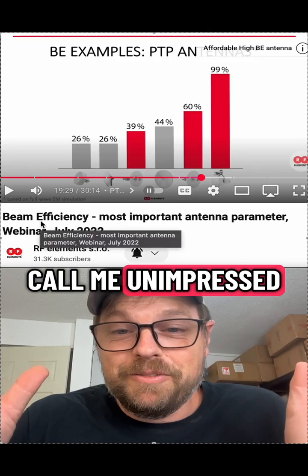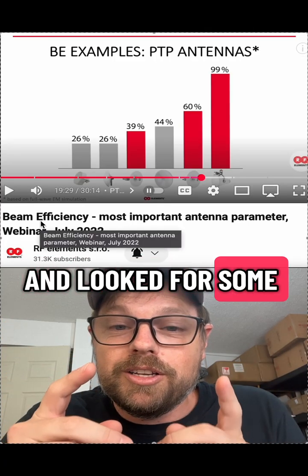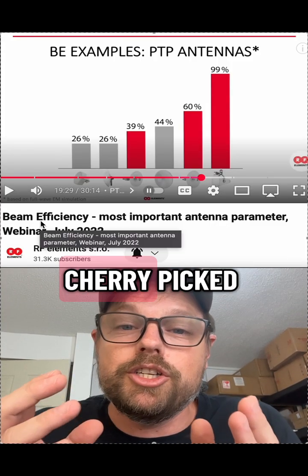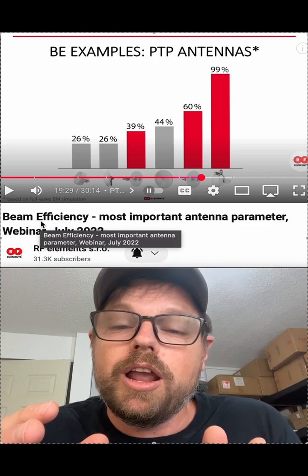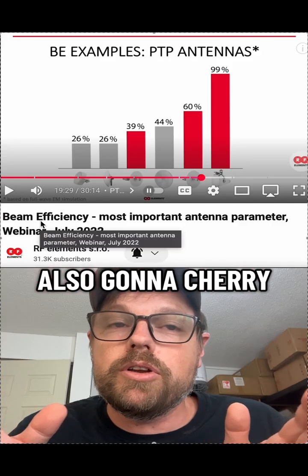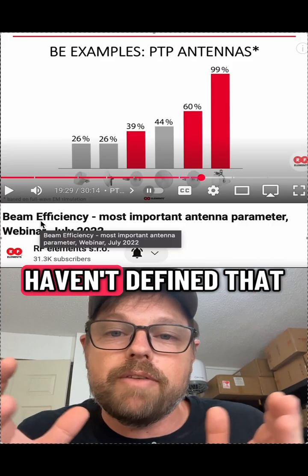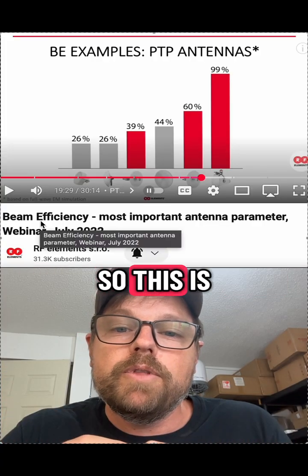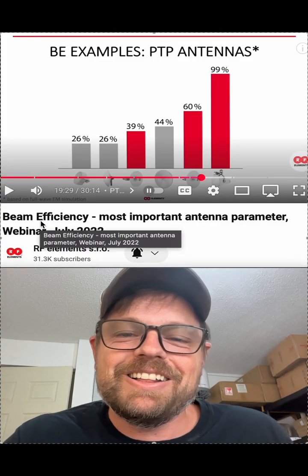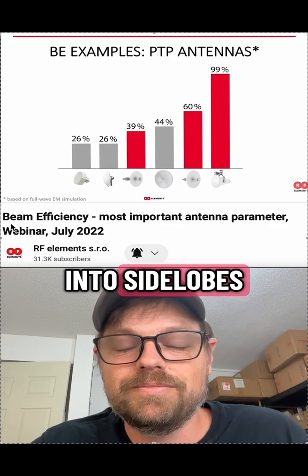Call me unimpressed, because to me it seems like they went out and looked for some antenna parameter that they could use to toot their own horn. This is a cherry-picked antenna parameter. And then they cherry-picked how they calculate this. Of course, they're also going to cherry-pick what they consider the main lobe and the side lobes, because they haven't defined that. So this is just totally cherry-picked information here. This is not impressive. Percent of the RF signal goes into side lobe.